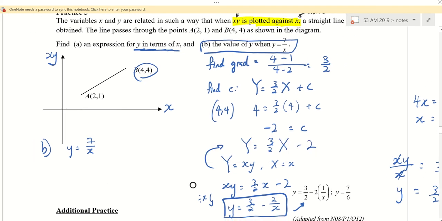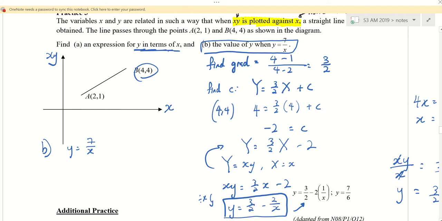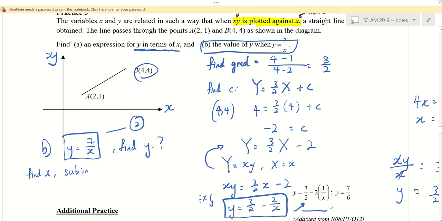B is something new, so I think I need everyone's attention. Now, y is equals to 7 over x. Then they say what? Find what? Y. Y is 7 over x, then find y. So what is it trying to tell you? Oh, find x first and sub in. Also can. So one way is you can find x first, then you sub in. So how to find x? Solve simultaneous. Do you follow? There's simultaneous, right? Can you find for x?